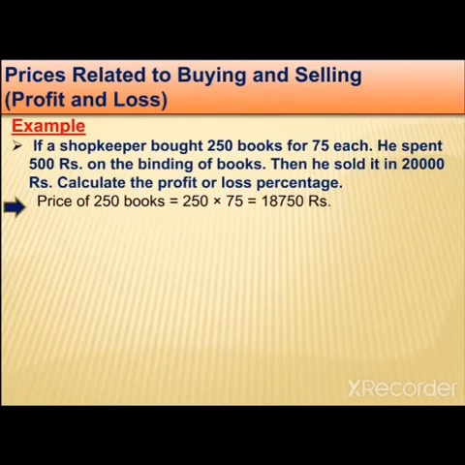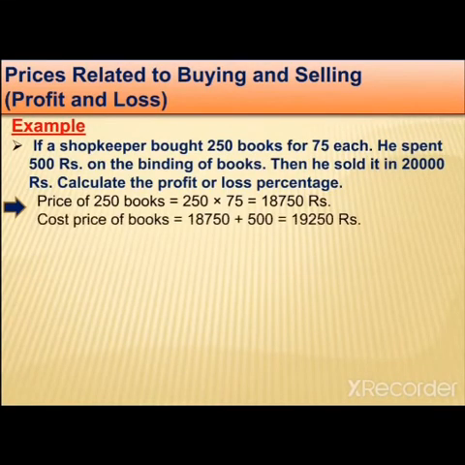So price of 250 books equal to 250 multiply 75 rupees each. It means one book is bought at 75 each. So 250 books is 18,750 rupees. And cost price of books is 18,750 plus 500 rupees for binding. So total is 19,250 rupees. After that he is selling for 20,000 rupees. Now here cost price is 19,250 rupees and sales price is 20,000.